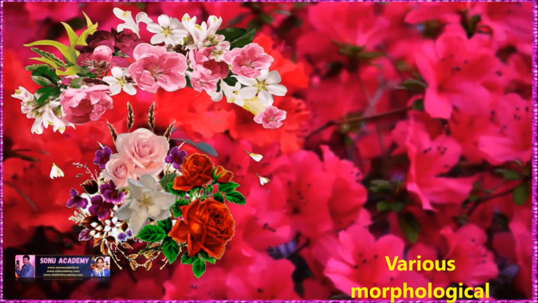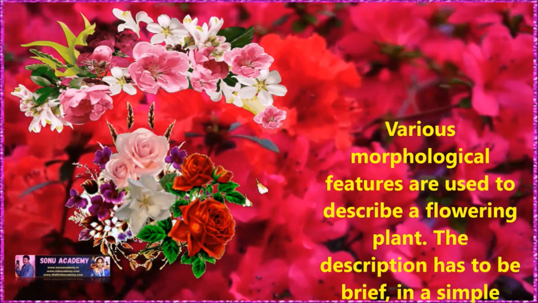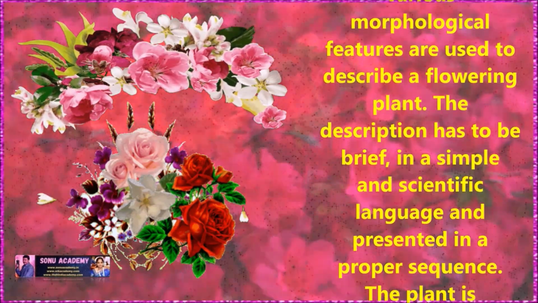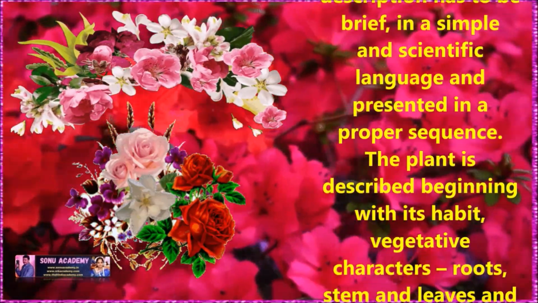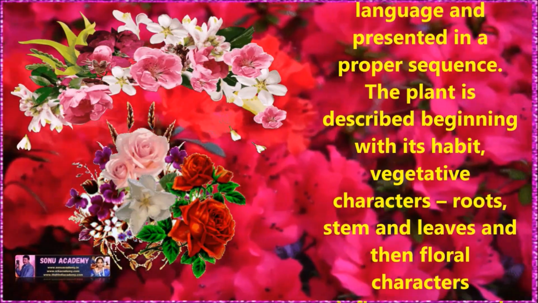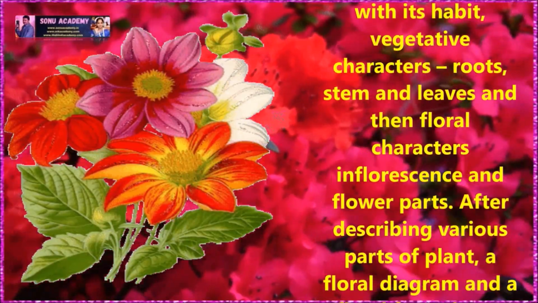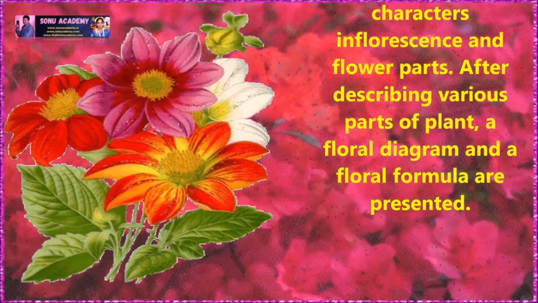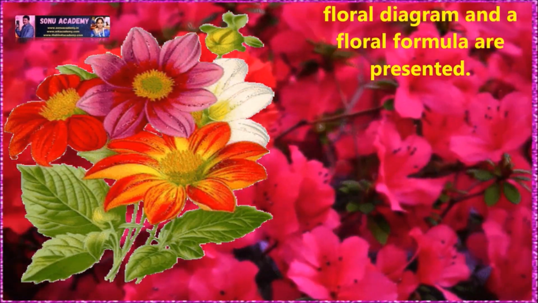Now let us discuss the various morphological features used to describe a flowering plant. The description has to be in simple and scientific language and presented in a proper sequence. The plant is described beginning with its habit, vegetative characters, root, shoot and leaves, and then floral characters, inflorescence and flower parts. After describing various parts of a plant, a floral diagram and floral formula are presented.